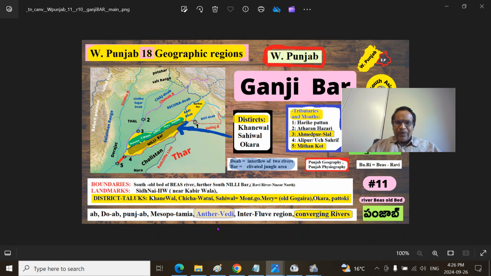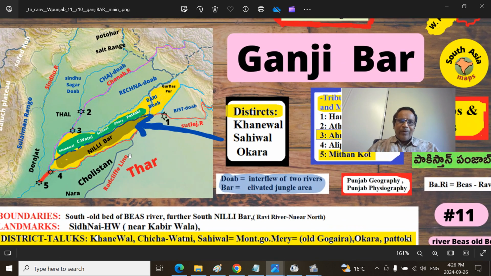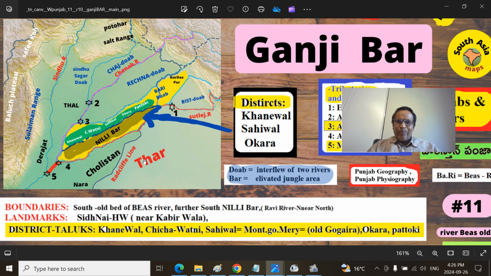So, what are the boundaries of this? The boundaries, of course, I have put them broadly. This is the Beas River, the old Beas River, that is the southern boundary of this region, the Ganji Bar. The northern boundary, of course, is essentially the Ravi River bed. So, in a broader sense, along the river, there will be 5 to 10 kilometers of new alluvium flooded area, that is the Nili area or wet area, that is the Khadar, that part we are talking about. But I have given the broader picture there.